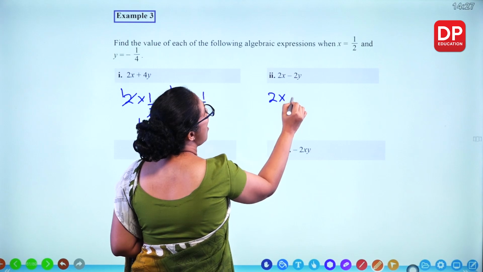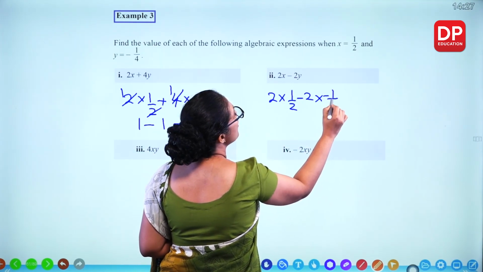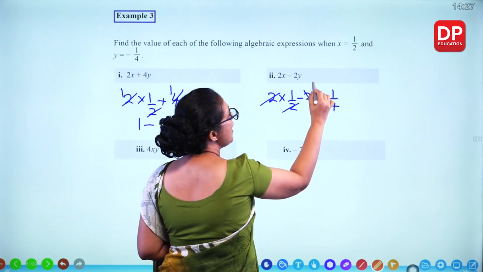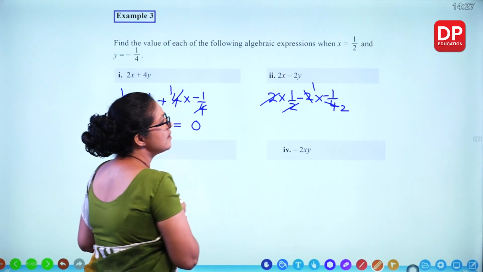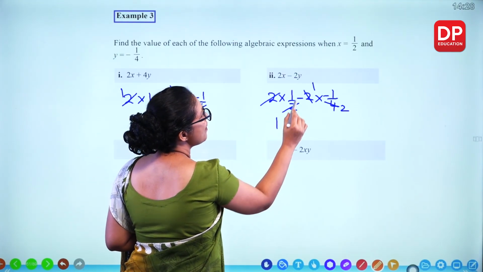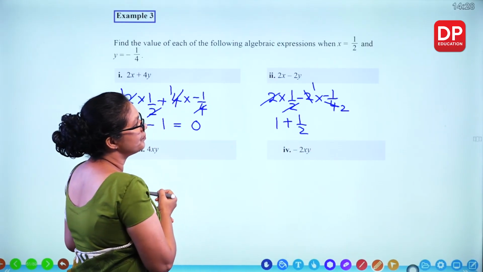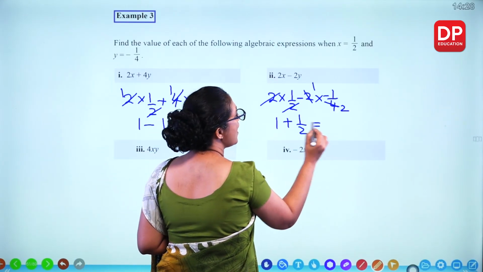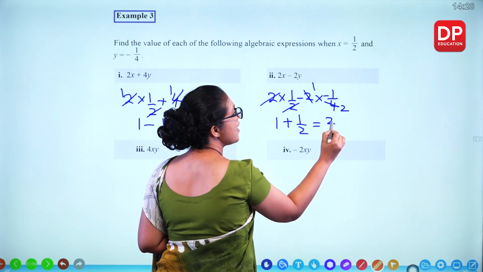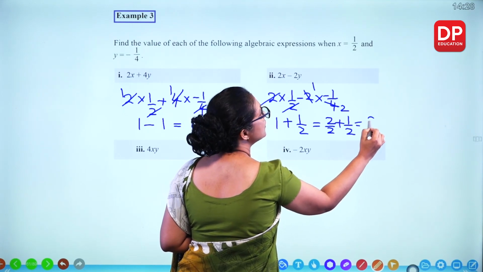2 into half minus 2 into minus 1 over 4. 2 get cancelled out. 2 and this one, you get half there. So 1 minus minus plus half. So 1 plus half you can write 1.5 or 3 over 2 because I can write 1 as 2 over 2. So 3 over 2.